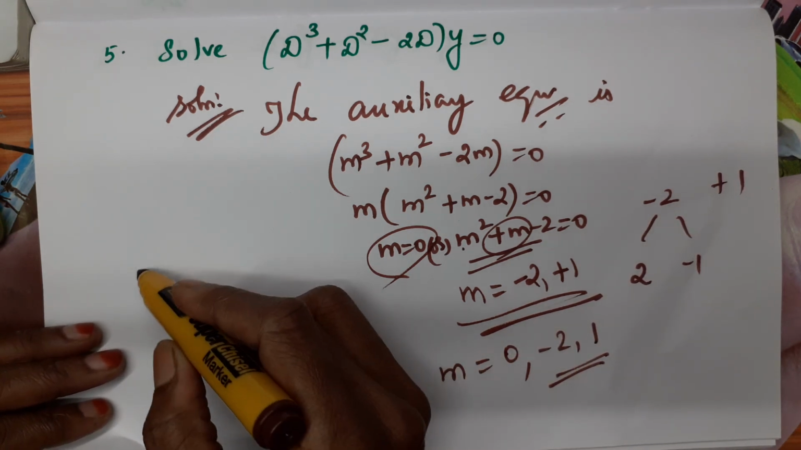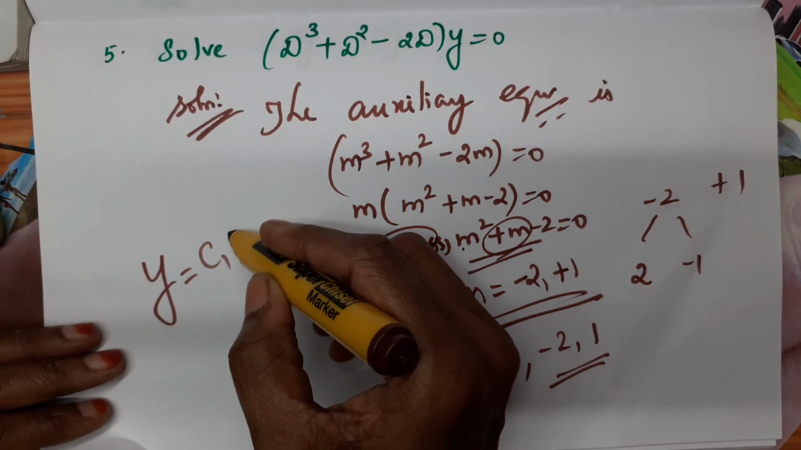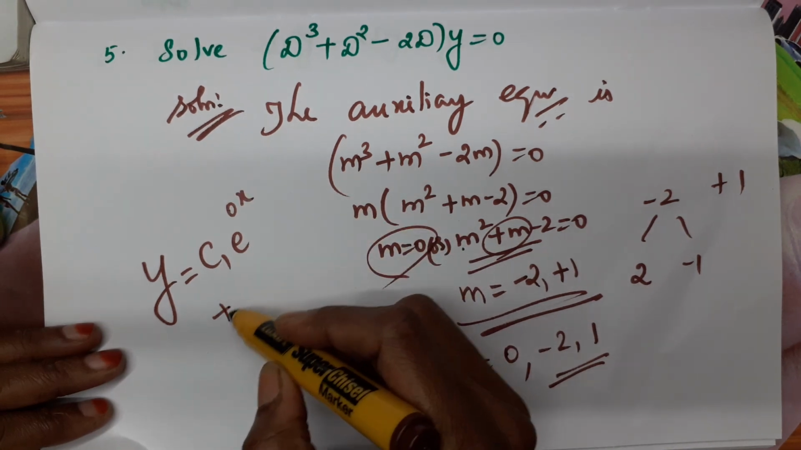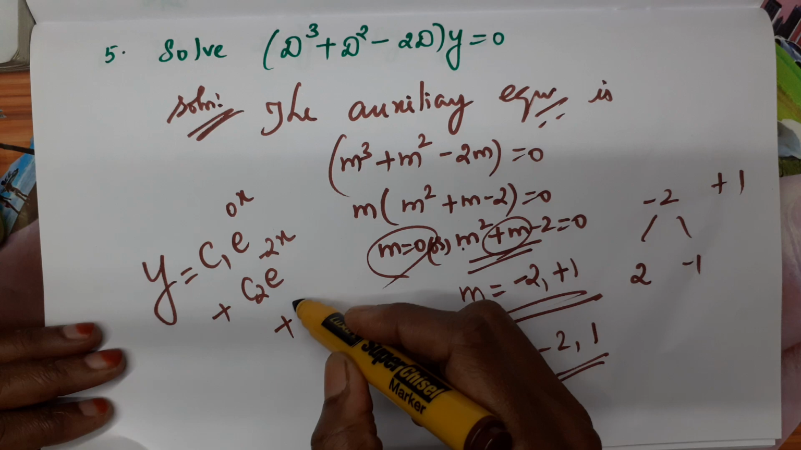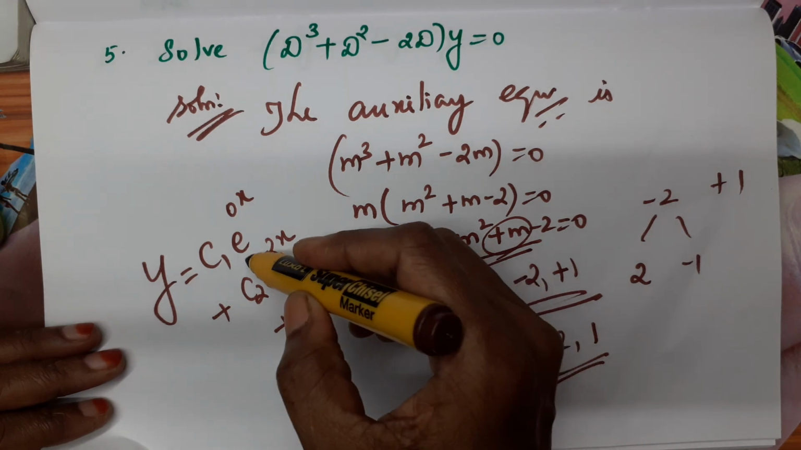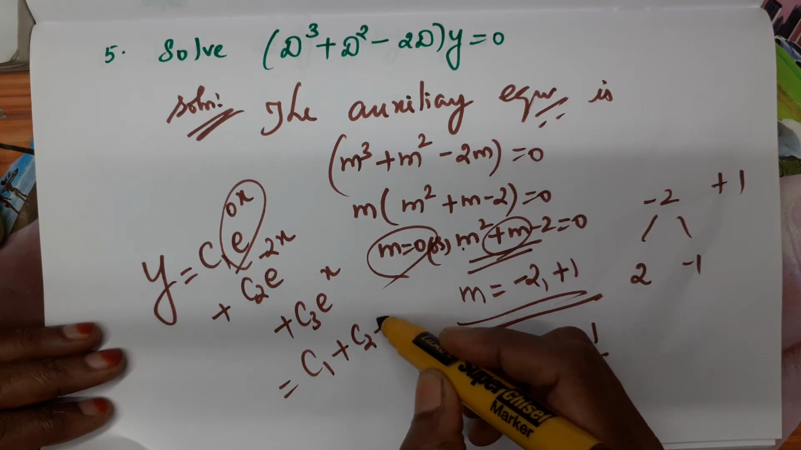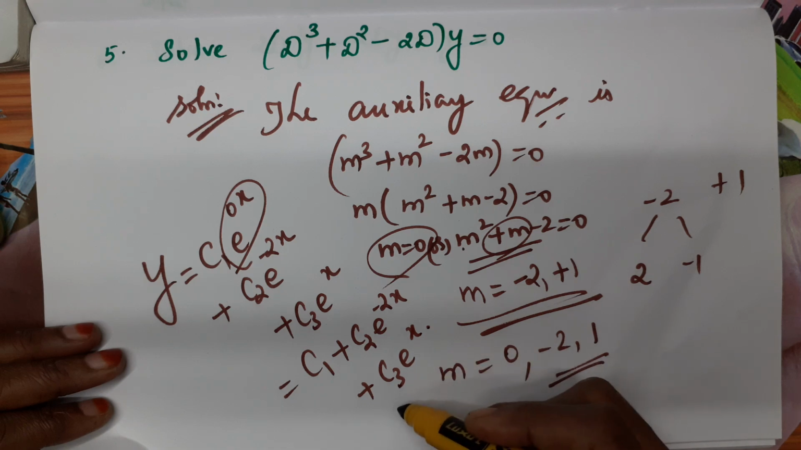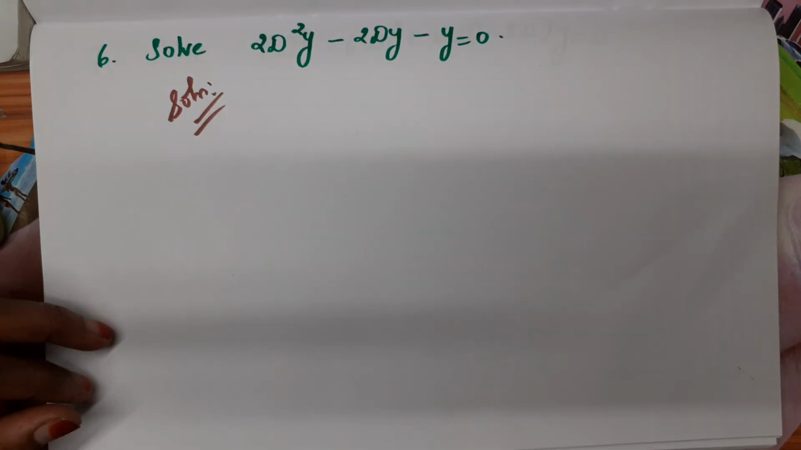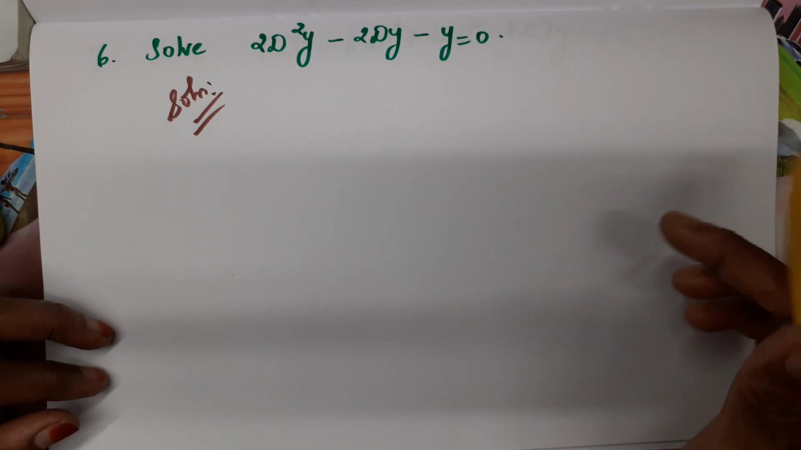How to write the final solution? All the roots are different. So c1 e power 0x plus c2 e power minus 2x plus c3 e power x. Anything power 0 is 1. So c1 plus c2 e power minus 2x plus c3 e power x. This is the solution. The next sum we have is 2d squared y minus 2dy minus y equal to 0.